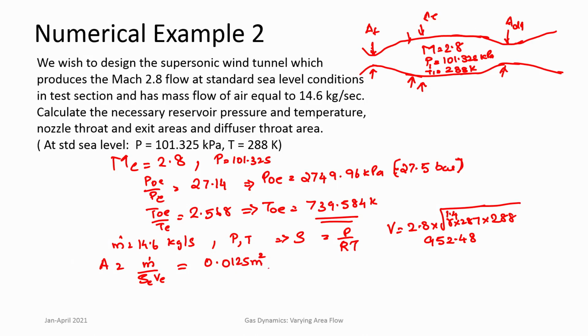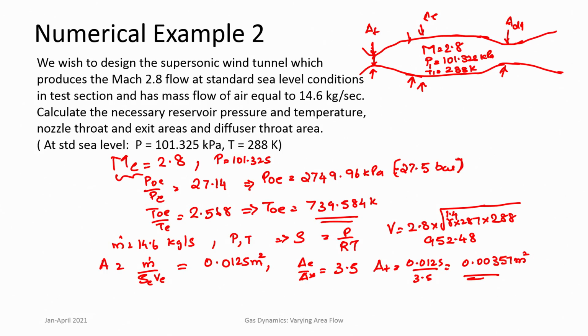Okay. Now for this Mach number we know AE by A star, which is 3.5. So during correct operation the throat will work at Mach number 1, so that is equal to A star. So throat area is 0.0125 divided by 3.5, this is 0.00357 meter square. So, we know the throat area also.